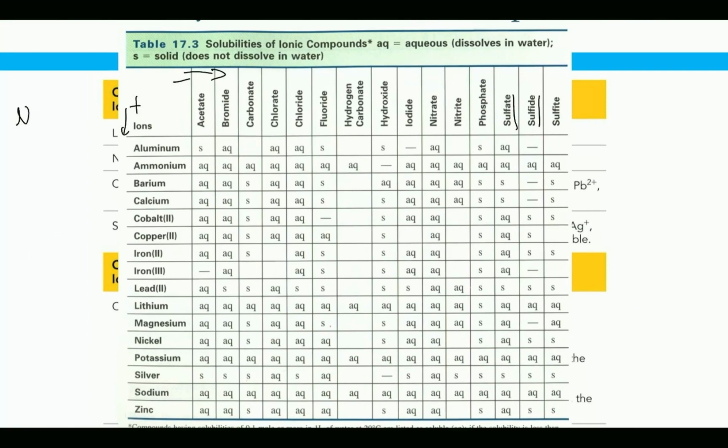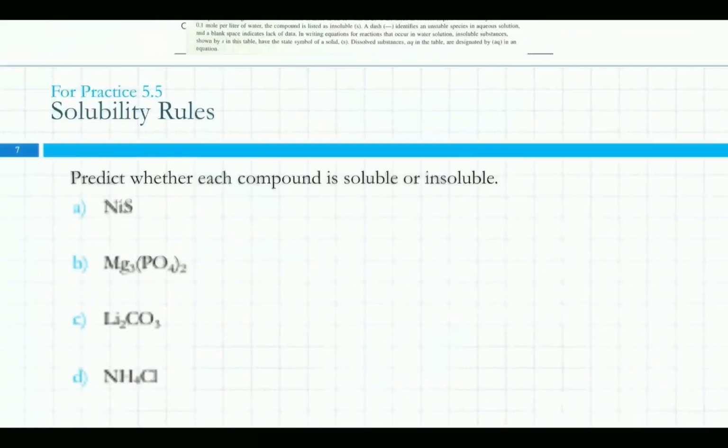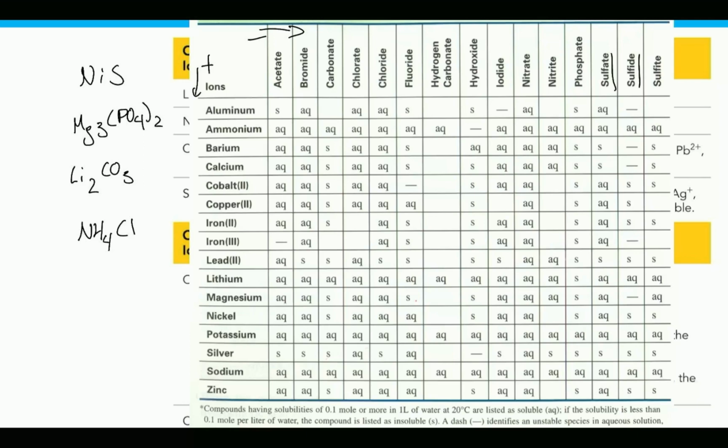Oh, right here. NiS, Mg3(PO4)2, Li2CO3. It's just Li2CO3. Oh, I don't think I finished writing the last one. Yeah, I know. I forgot to write the Cl in there.